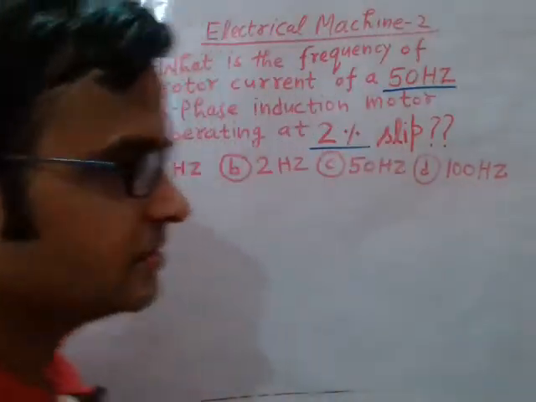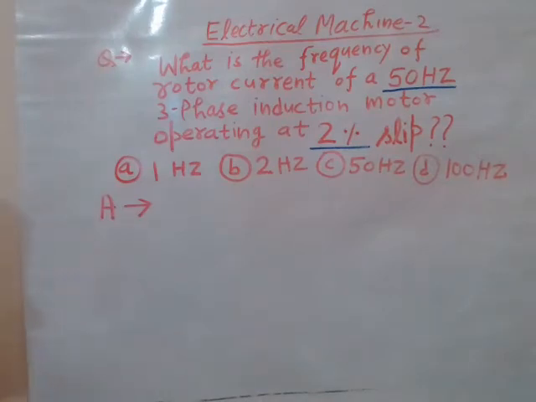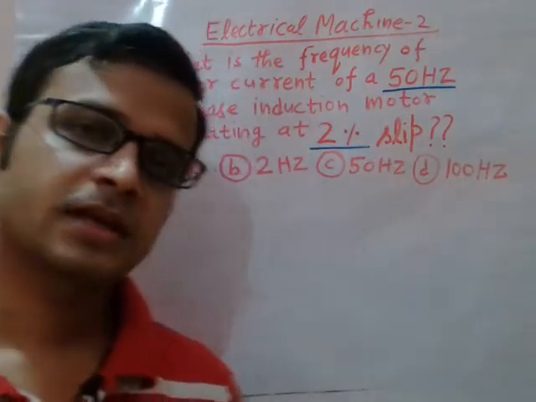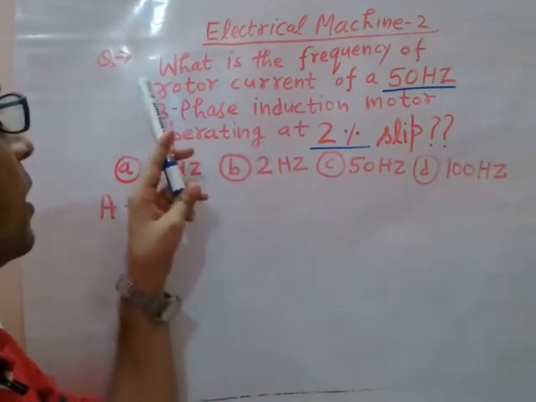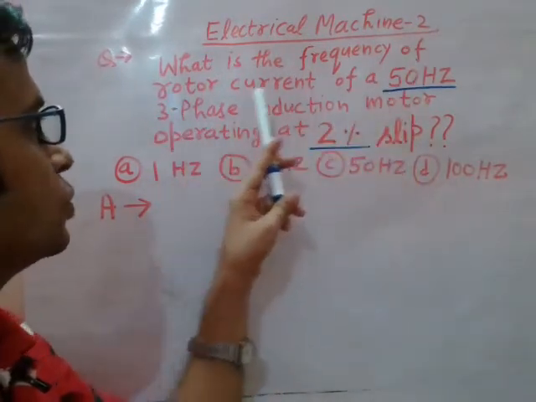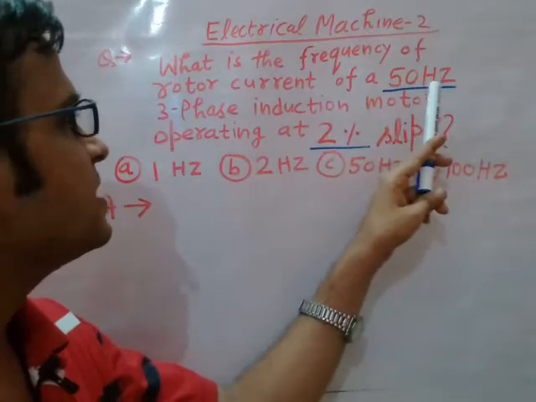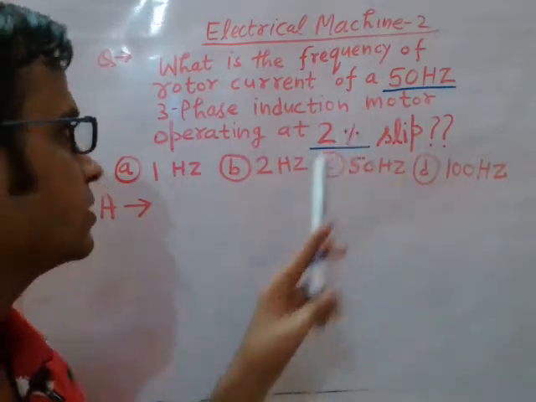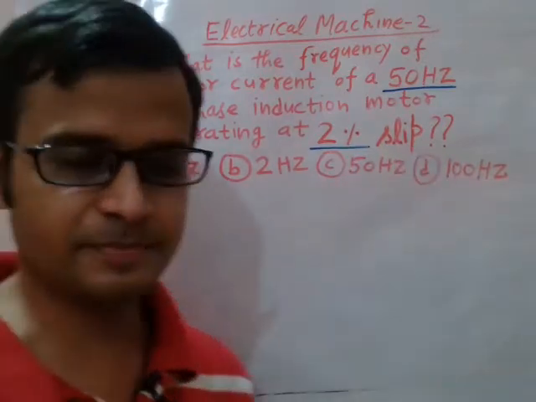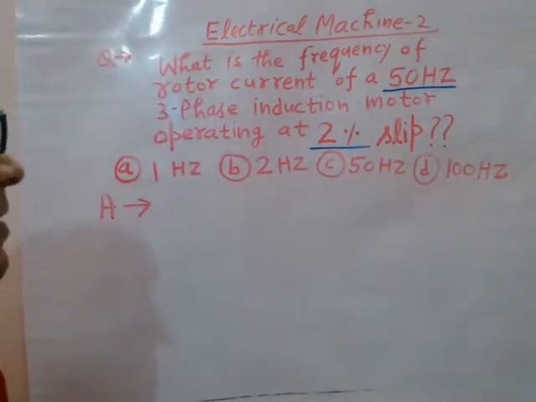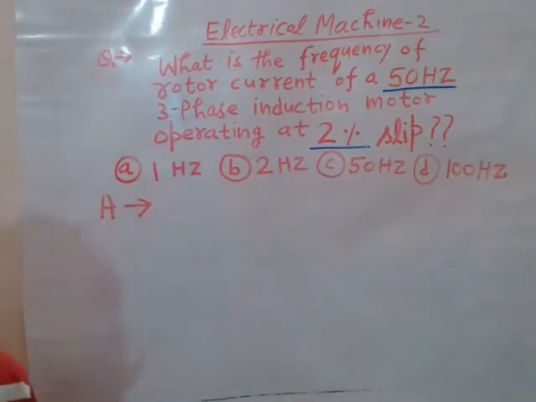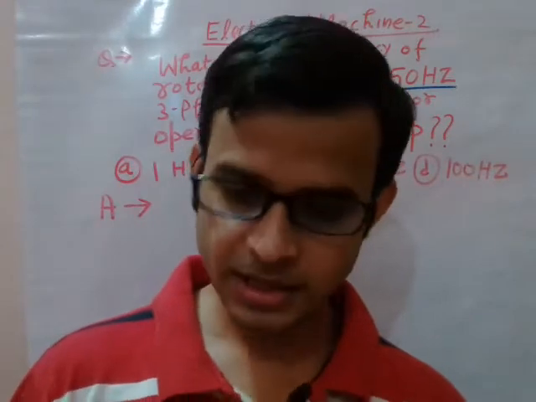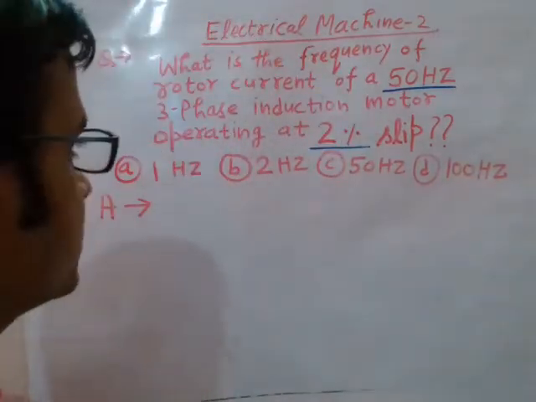So, this question has been asked in the ESE 2007 examination. Please read the question statement. Let us solve this question. What is the frequency of rotor current of a 50 Hz 3-phase induction motor operating at 2% slip? So ABCD, there are four options. Out of these four options, only one option is correct, and you have to choose that correct option.